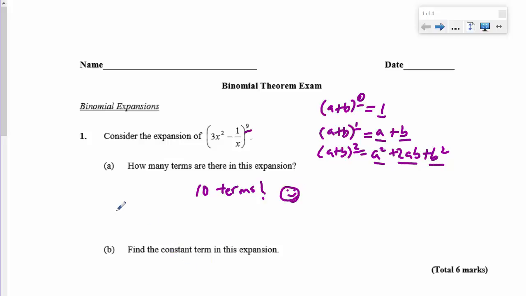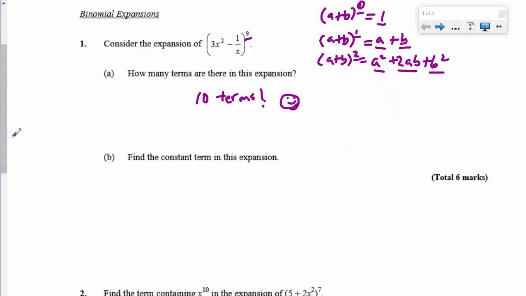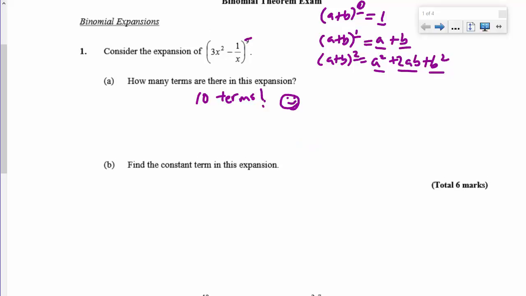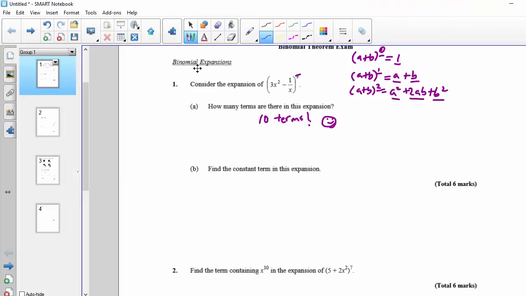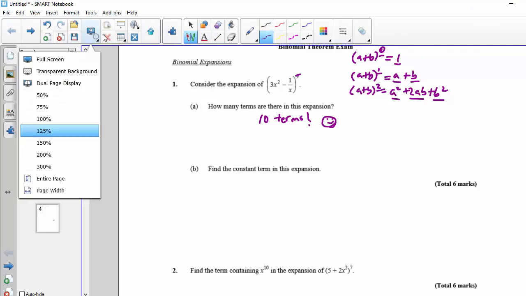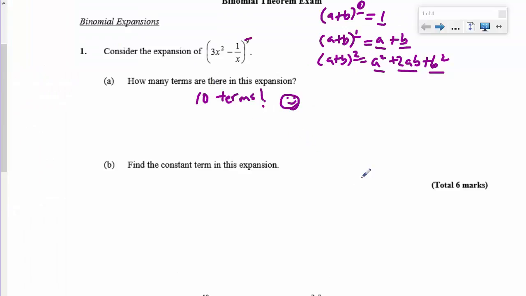Okie doke. Now, I'm going to go on to the next question here, find the constant term in this expansion. I'm going to go ahead and write the binomial theorem. I'm going to put it right here.